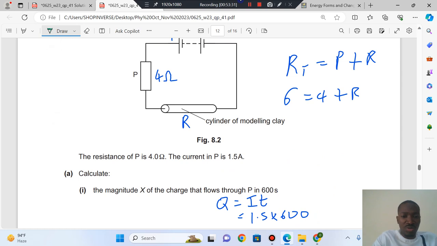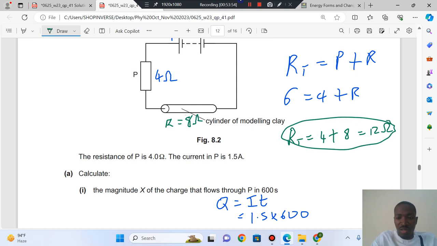So the new cylinder, I'm using color green for the new cylinder, has a resistance of 8 ohms. So what will be the total resistance now? Total resistance will now be P plus the new resistance of 8 ohms. P is a 4 ohm resistor. So we have 4 plus 8, which is 12 ohms.